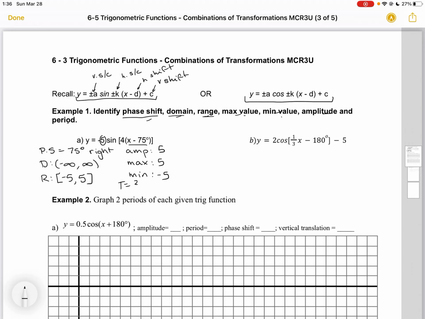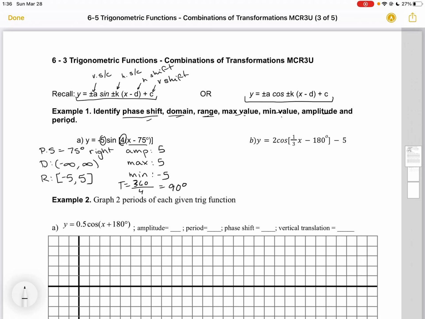So my period is going to be 360 divided by K, which happens to be 4, and 360 divided by 4 is 90. So I've got that horizontal compression of a quarter. Means that my trig function occurs much, much faster.